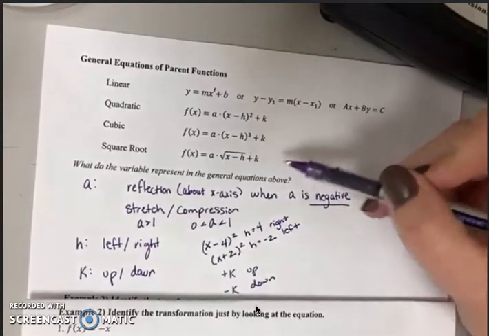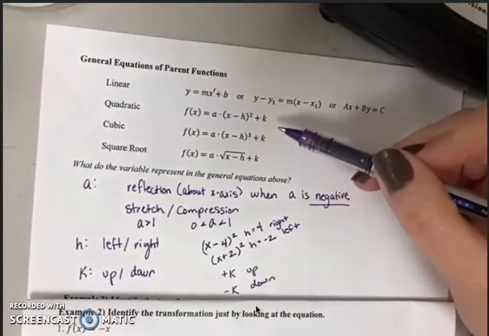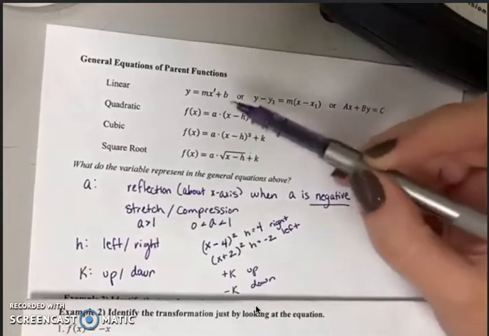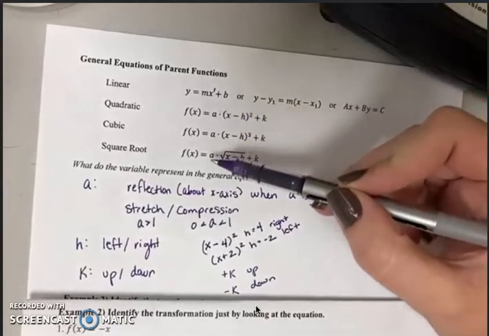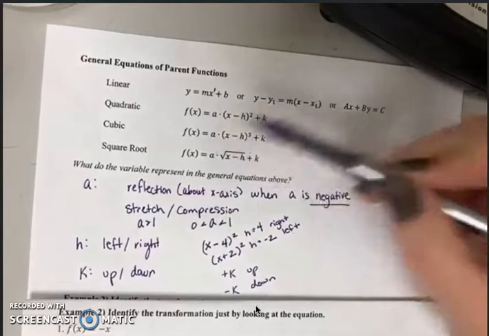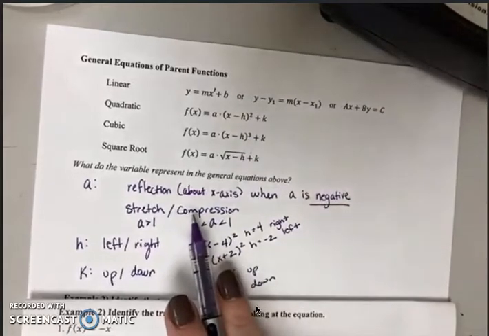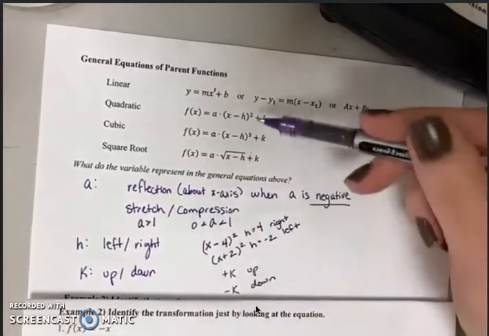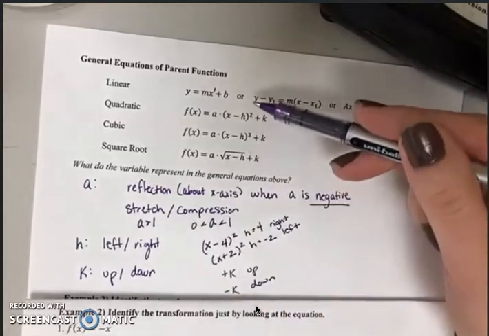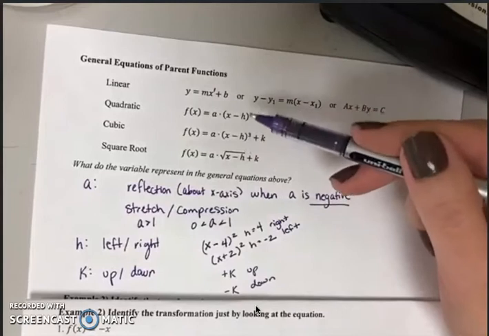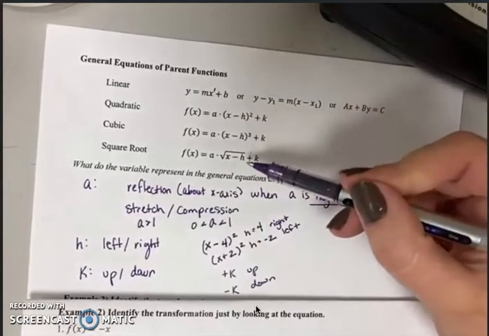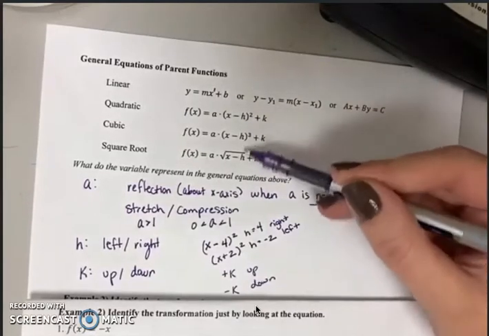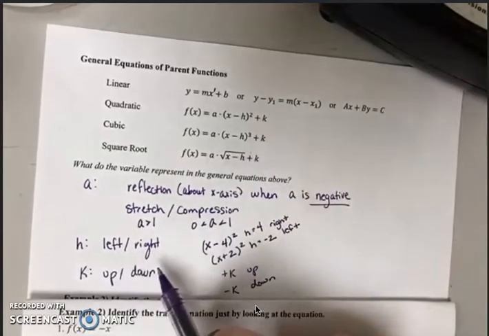In any equation that I give you, whether it be quadratic, cubic, or square root, you need to take a look at the A value. The A value will tell you two things: whether or not there's a reflection, a stretch, or compression. There's an H value that's associated with the power, so it will be inside of the parentheses or underneath the root. And that H value will tell you if we're moving left or right.